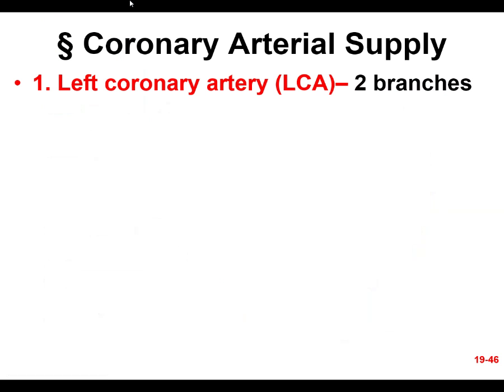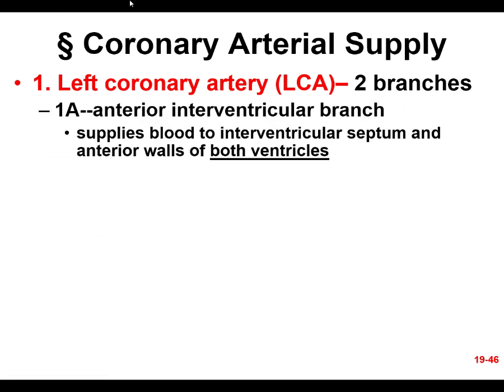So your left coronary artery has two branches. The anterior interventricular branch supplies the ventricles, the septum, and the atrium on the right side, and both sides of the anterior walls and the posterior walls. I really want you to remember that you have a left and a right coronary artery, and that the left coronary artery has two branches, and it supplies blood to the anterior and posterior parts of the heart. Okay, it has two branches.